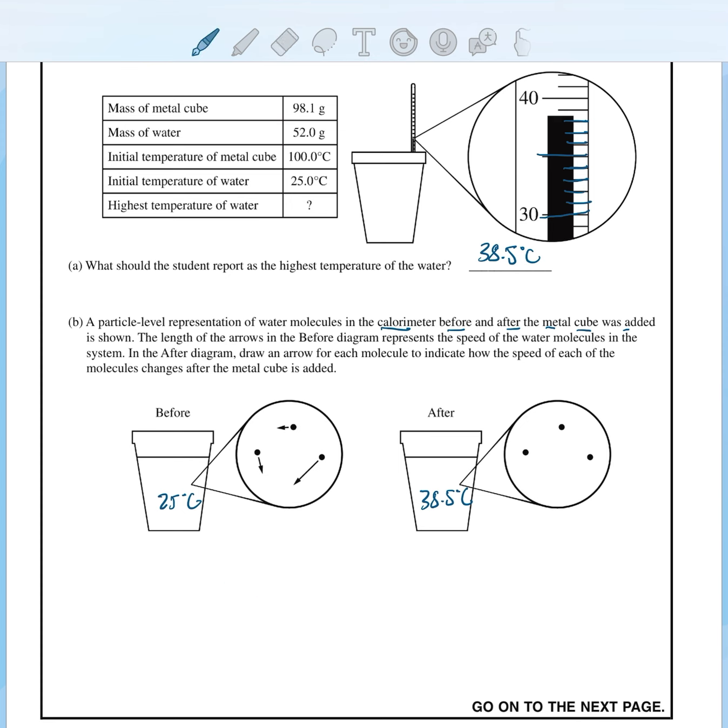What it says in this question is that these arrows represent the speed of the water molecules. They want me to draw the speed of the water molecules in the after diagram. What I know is that the temperature went up. So each of these arrows' lengths will increase to show that they're moving faster than they were before the metal cube was added. We will lengthen these arrows, relatively similar to what was here, to show that each water molecule shown has increased in speed.